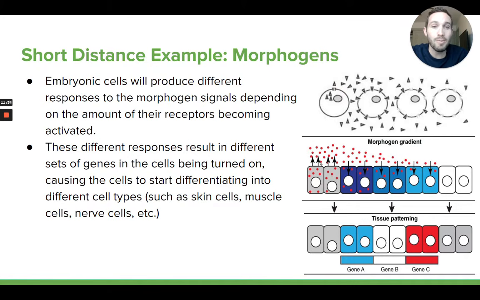So that would be an example of short distance communication. So we would call that paracrine signaling. So a guy is releasing signaling molecules which are binding to receptors on nearby cells. Okay, so that's paracrine signaling.